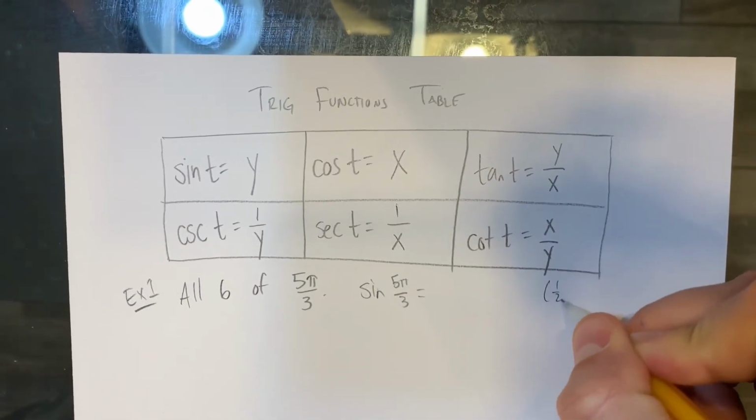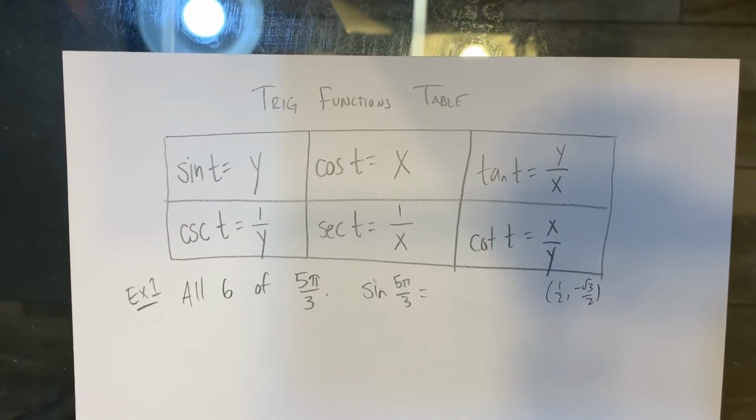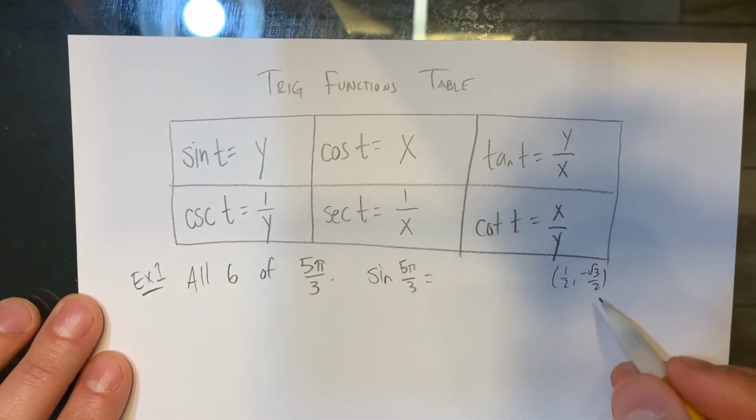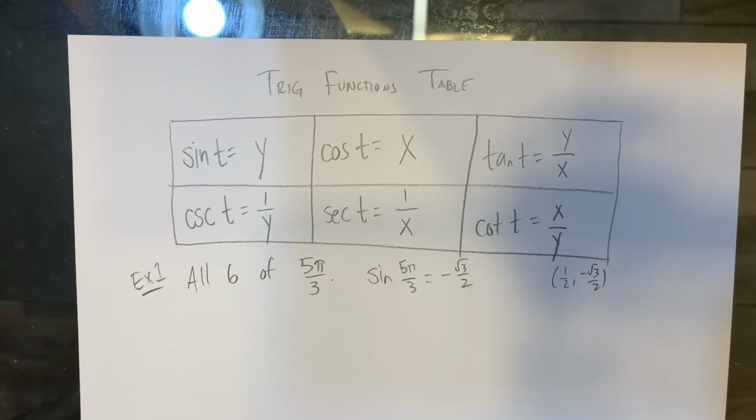This is going to be 1/2, comma, negative root 3 over 2. This is the coordinate that I'm going to be using for all 6 trig functions. Now, sine, according to my table, is the y value, and the y value is negative root 3 over 2. Done. The problem is over.